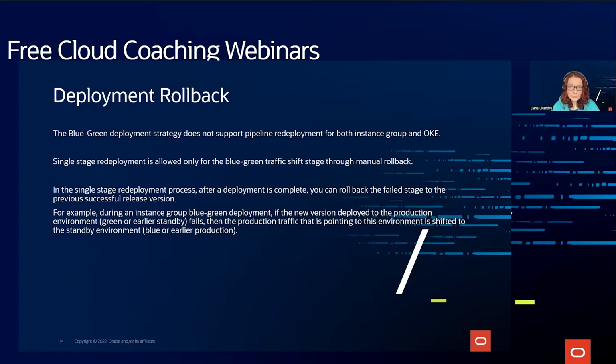During an instance group blue-green deployment, if your new version fails, then the production traffic that points to this environment is shifted to the standby environment, so to blue or to an earlier production.